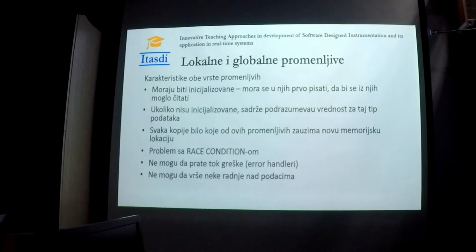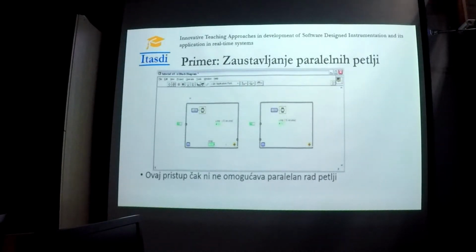Both of these are not able to follow the data flow of the error, and they are constrained in that they can't do some specific tasks with data. So, for example, if you want to stop a parallel loop, this would be the first example. I'm not sure if everybody can see it. It's a little bad here. How is it done?